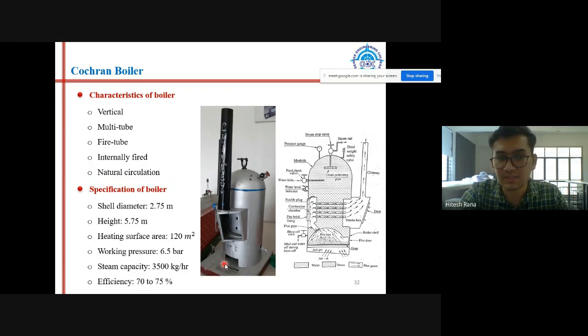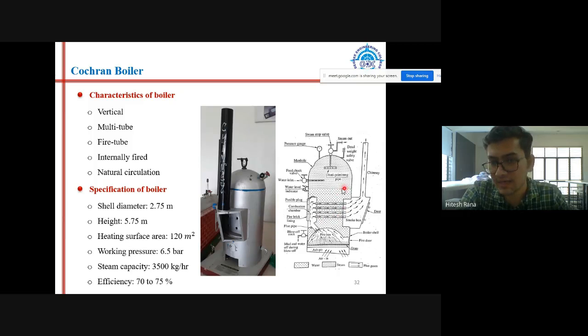You can see the shell of the boiler is in vertical position. You can see this drum of the boiler is in vertical position. So you can say it is a vertical axis boiler. And from this schematic, you can see there is more than one tube. So you can say it is a multi-tube boiler.